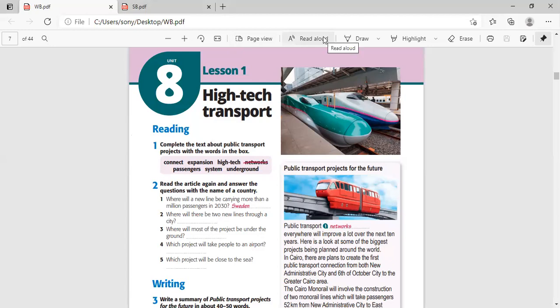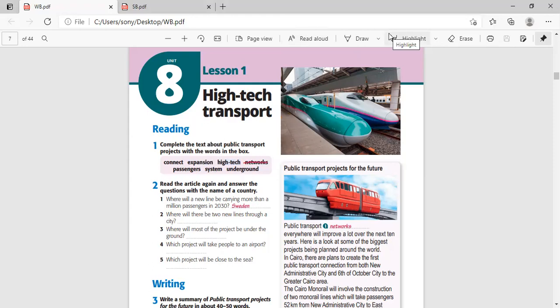connection, and connection means people communicating with each other. This is called connection. Then you have expansion, and expansion also means to increase in the size or length of something. Another word is high tech, and high tech here means describing something that uses a lot of new technology. This is called high tech.